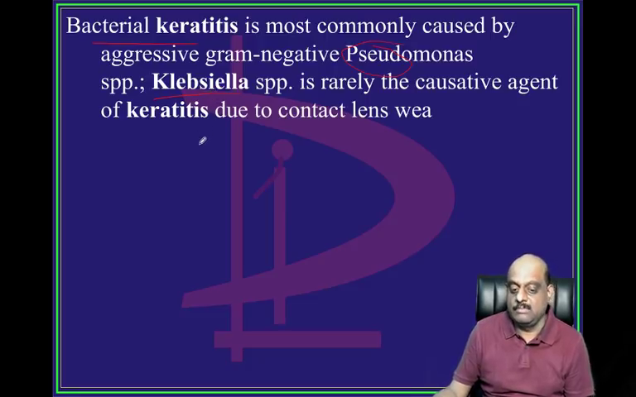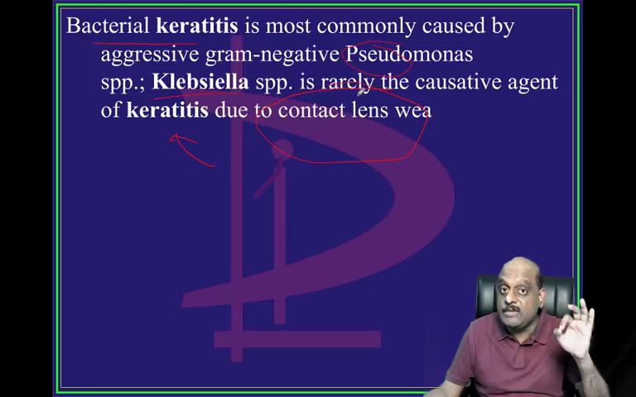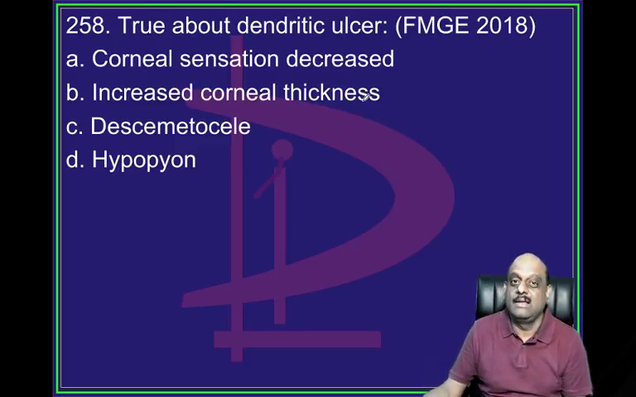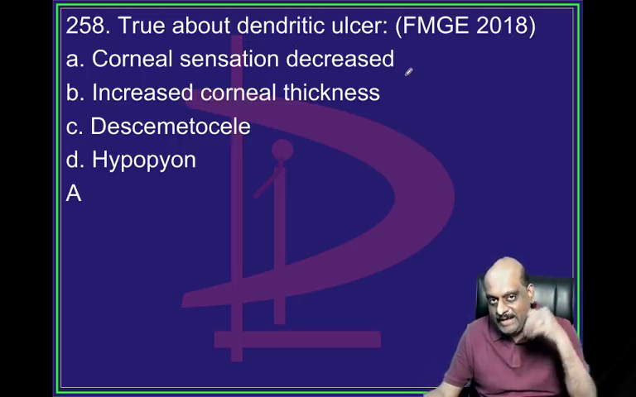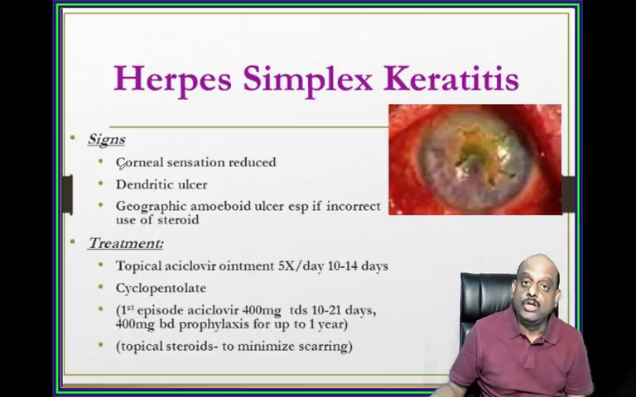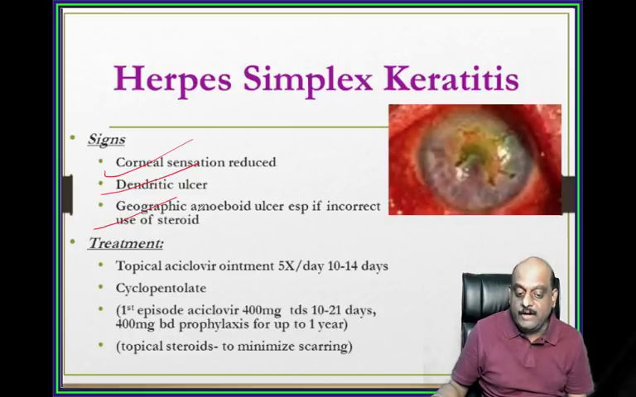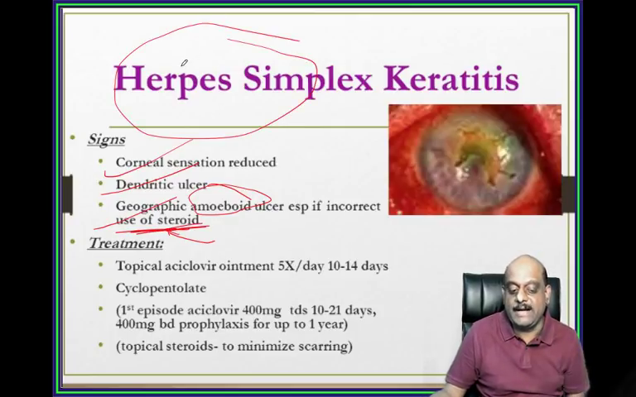Klebsiella rarely causes keratitis, especially in contact lens wearers, though Klebsiella is increasing. Dendritic ulcer: typically corneal sensation is decreased. So reduced corneal sensation, dendritic ulcer, geographic amoeboid ulcer when you use steroids incorrectly, that is how herpes simplex keratitis presents.